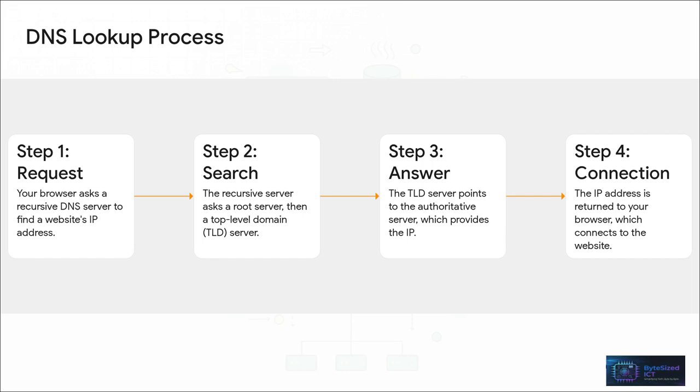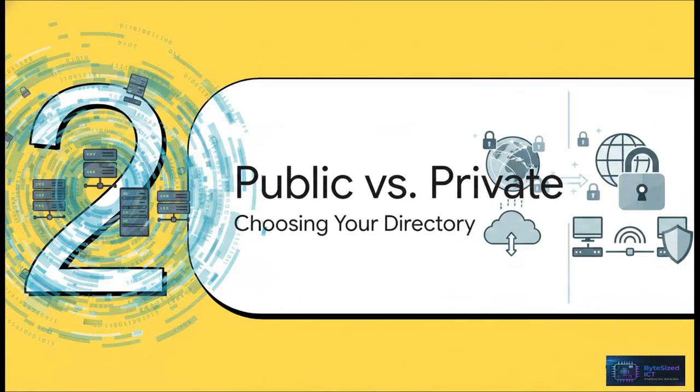This brings us to step 3. The TLD server points the way to the final stop, the authoritative server, which holds that actual IP address. And finally, step 4. The authoritative server gives that IP address to the recursive server, which then passes it straight back to your browser. And bam, you're connected. It's like a super high-speed relay race, and the whole thing happens in milliseconds. It's amazing.